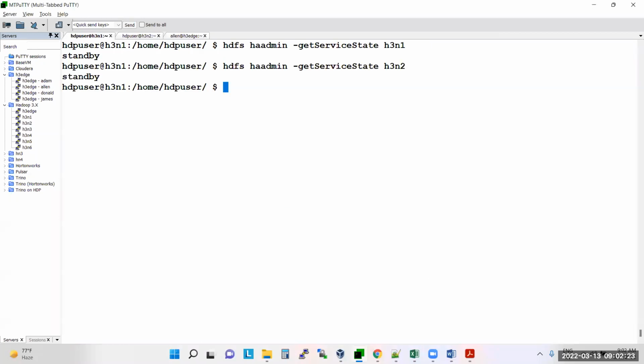So what to do now? As a Hadoop admin, what do we need to do now? We need to make one of them active.